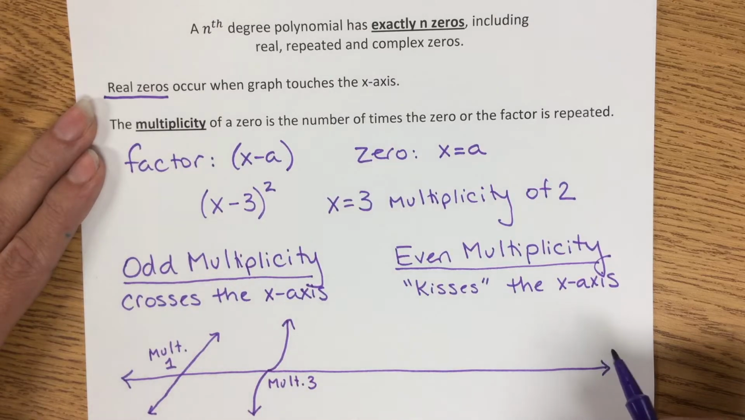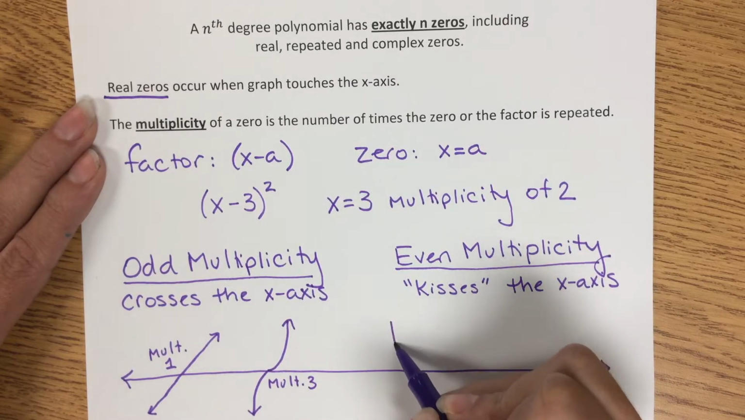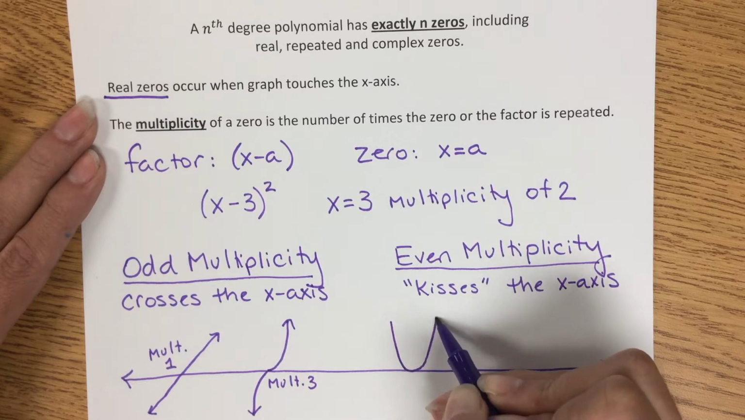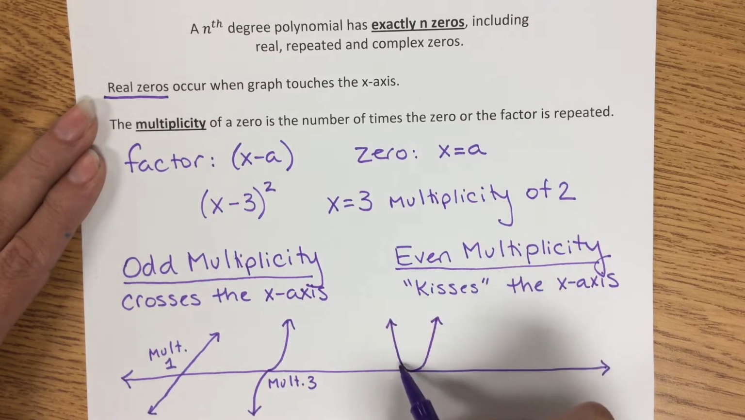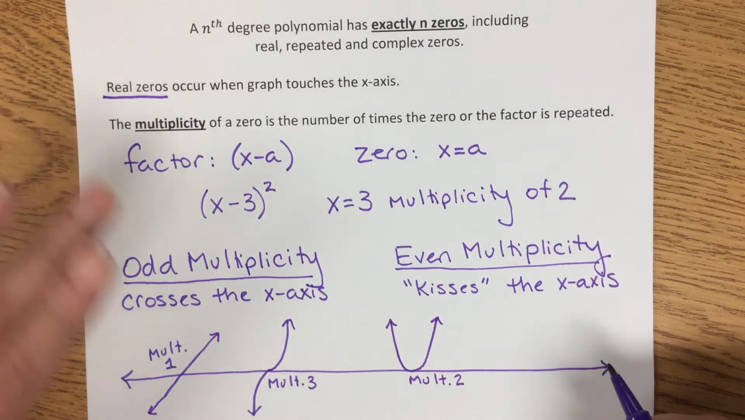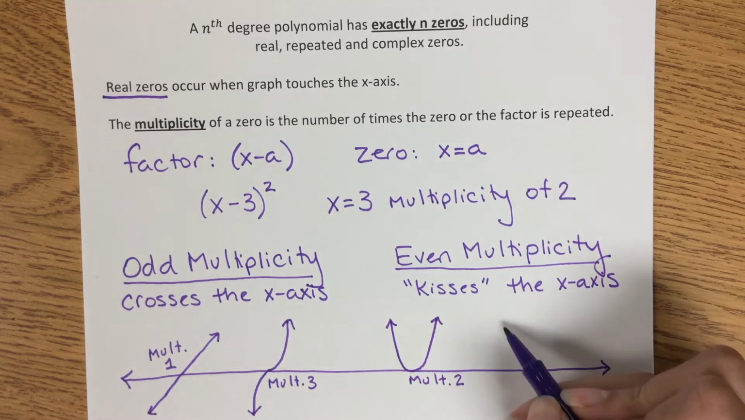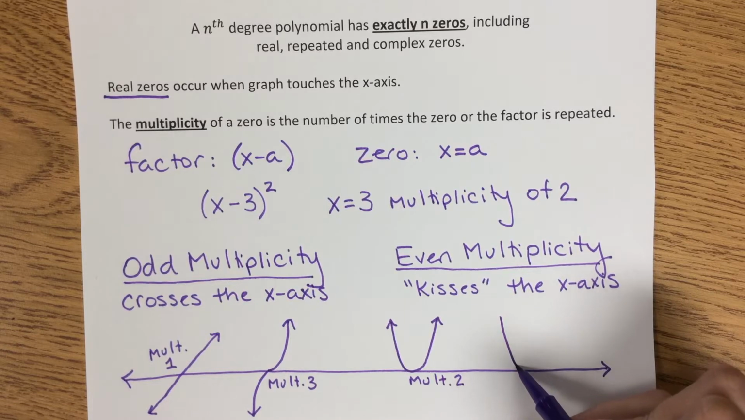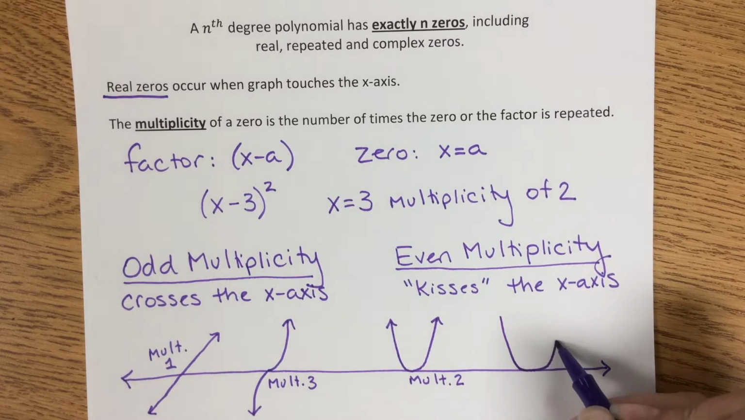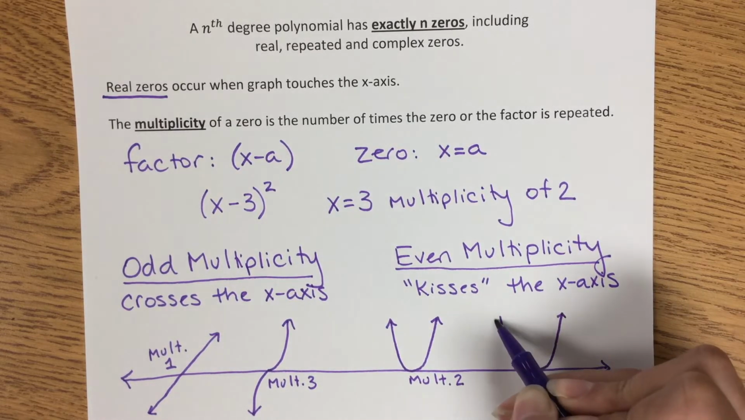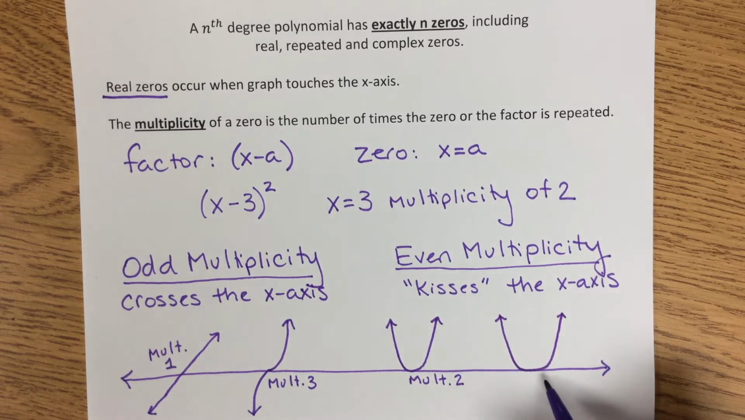A multiplicity of 2 looks very much like a parabola right there at the x-axis. Notice it just comes down, touches, and pops back up. So this is a multiplicity of 2. Now, the higher the multiplicity, the flatter the graph gets around the x-axis. So a multiplicity of 4 looks very much like a multiplicity of 2, but it is very flat. And this would be a multiplicity of 4.